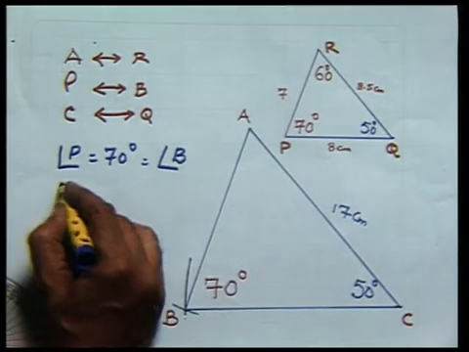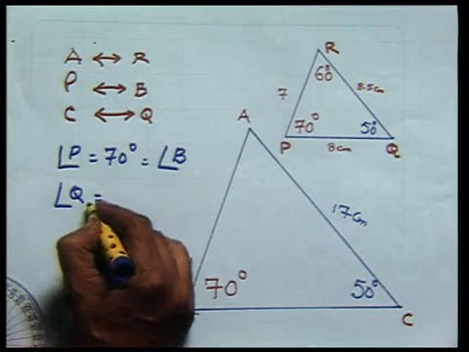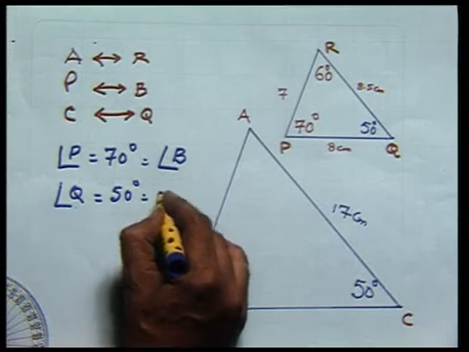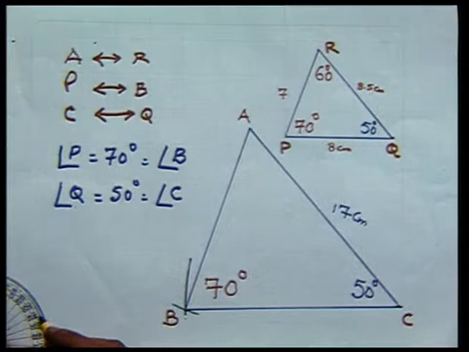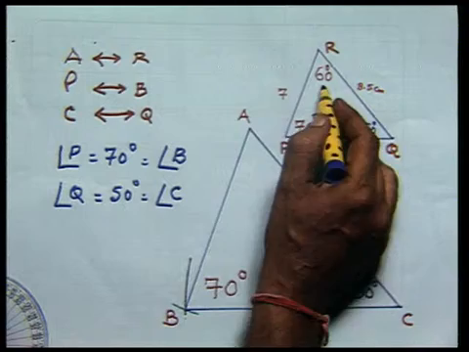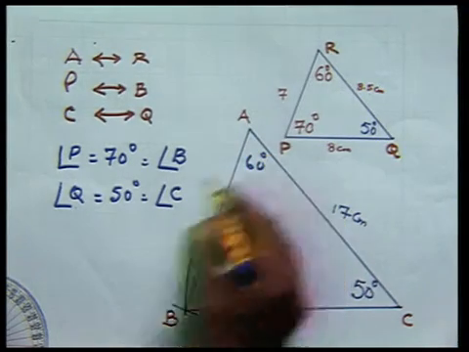And angle Q corresponds to point C. The measure of angle Q is 50 degrees and this is equal to angle C. And for a triangle, you know that the sum of three angles is always 180. This we have already measured as 60. So this automatically comes out to be 60 degrees.